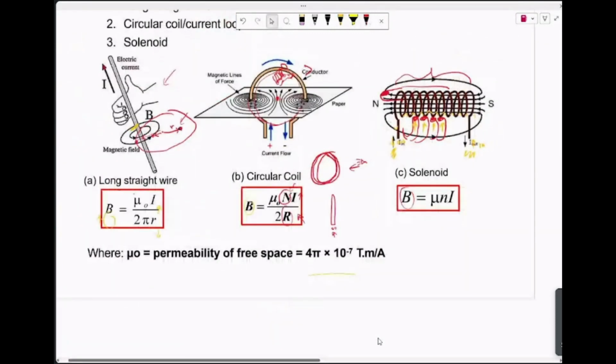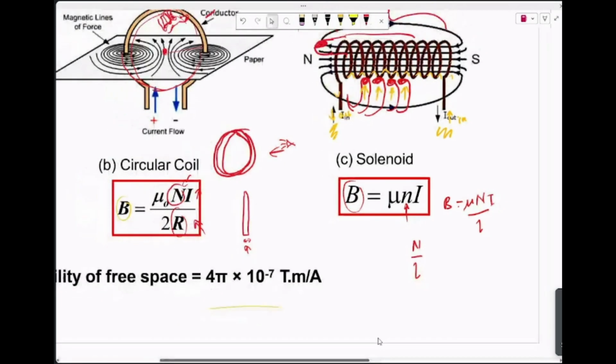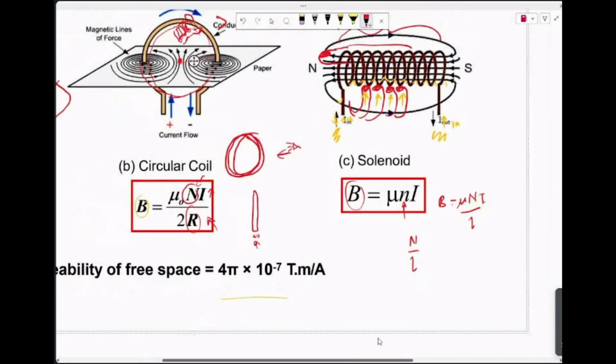Okay, so that's okay. And then this n is actually a number n over L. So the other form of the equation, you can have it in terms of mu n I over L. Okay, so this small n is actually the number of coils per length.